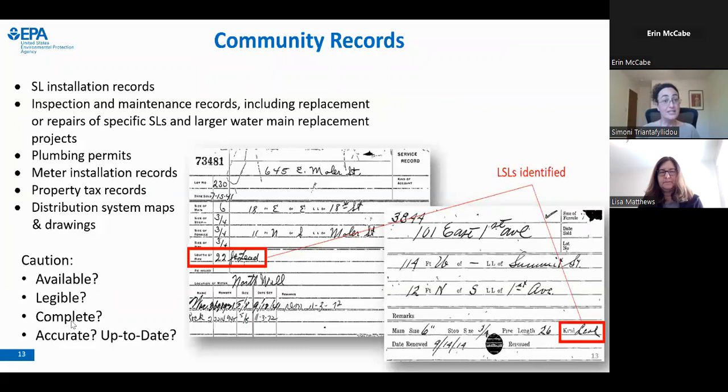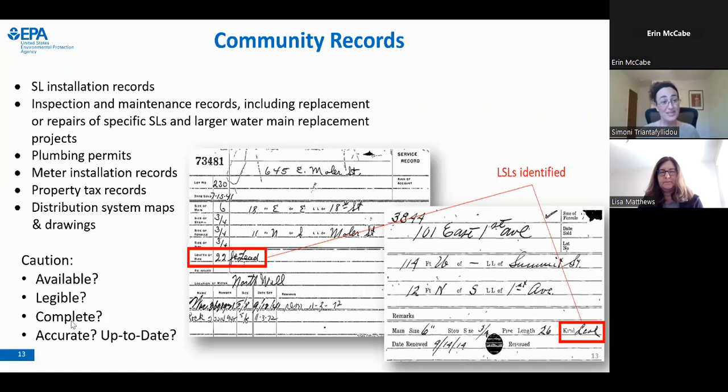When we looked into community records, there were all sorts of different categories for those. Those might include service line installation records, for example, tap cards, like the 2 examples here from a Midwestern drinking water utility where lead was explicitly mentioned as the service line material. But we might also have inspection and maintenance records, replacement or repairs, plumbing permits, meter installation records, property taxes, maps and drawings of the system, and potentially many others.